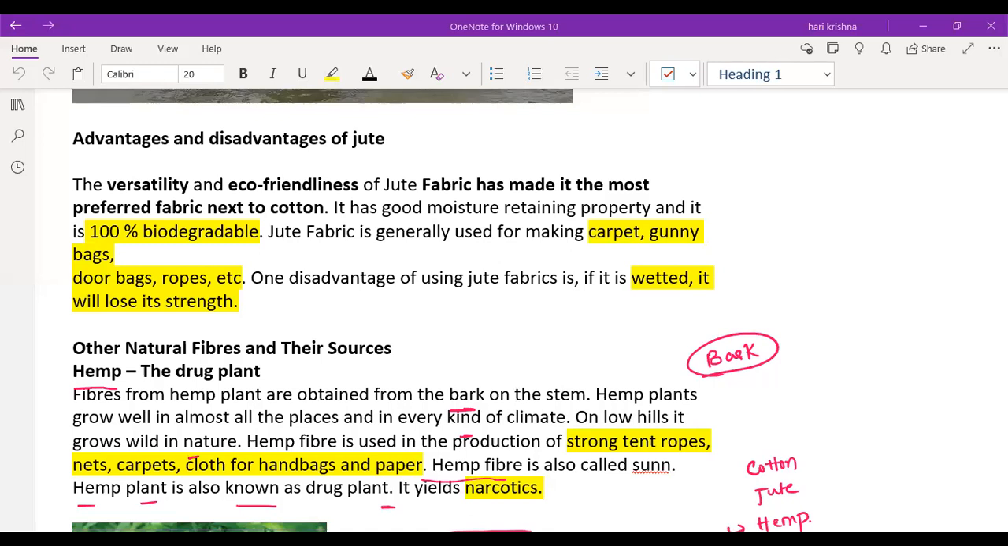Just wait a minute. Sir, I have another doubt. Yeah. Sir, what is diversification? Diversity means what?